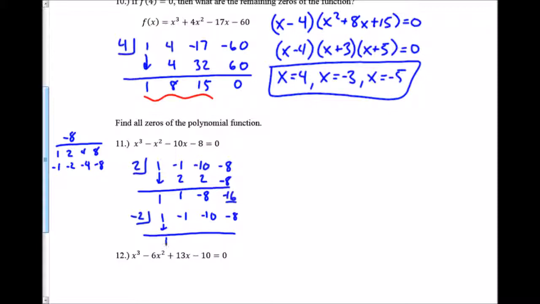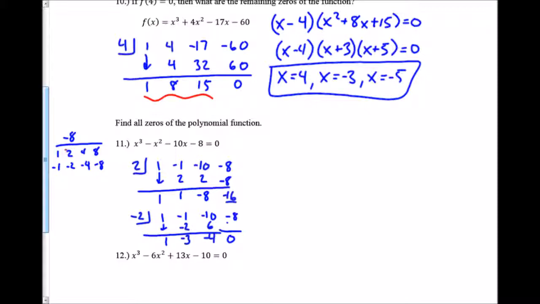So I bring down the 1. I multiply. I add straight down. I multiply. I add straight down. I multiply. Sorry, that's a negative. That's a positive. And I add straight down. And this one does give me a 0. So that means that's one of my solutions.